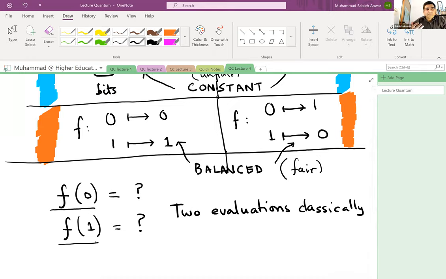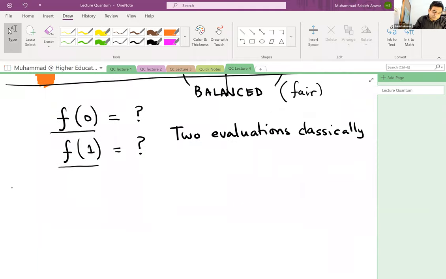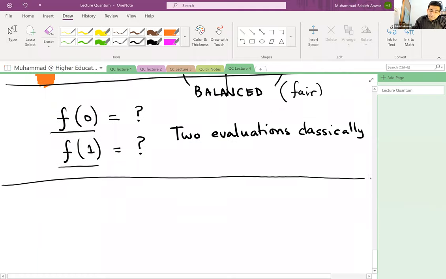So this is my problem statement. Can I design a quantum computer which tells me whether the function is constant or balanced just using one experiment in one go? Instead of doing two different experiments, I would like to do this experiment in one go. So this is my problem. And the Deutsch algorithm, which was one of the earliest algorithms devised, helps us do that.